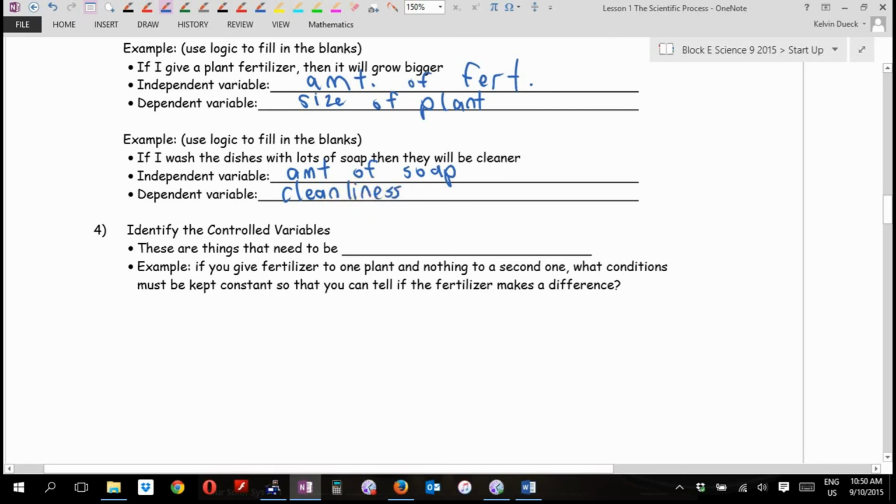By the way, in this experiment, I suspect that initially you would find more soap makes them cleaner, but I also suspect eventually it would just level off because now you're just wasting soap. So this might be an example where, if you were graphing it, it would kind of look like that, and all of a sudden you've put as much soap as the water can handle. It can't handle any more. Now all the soap is doing is just floating around.